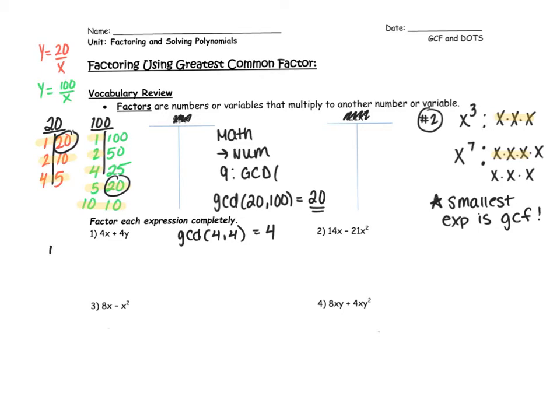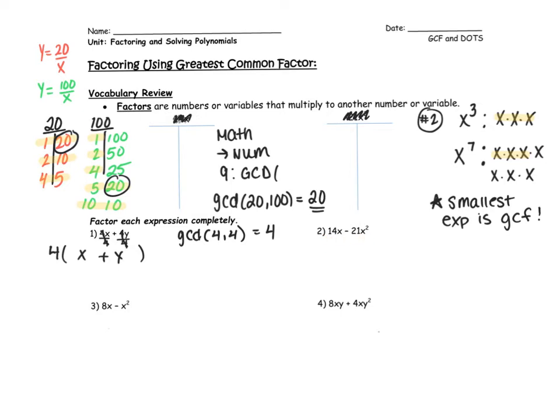So we do 4 is my greatest common factor, followed by an open parenthesis. That's the setup for GCF. And then we divide each piece by 4, that greatest common factor. So we divide the 4's here, we divide the 4's there, and all we're left with is x plus y. And that's it. That's the GCF.